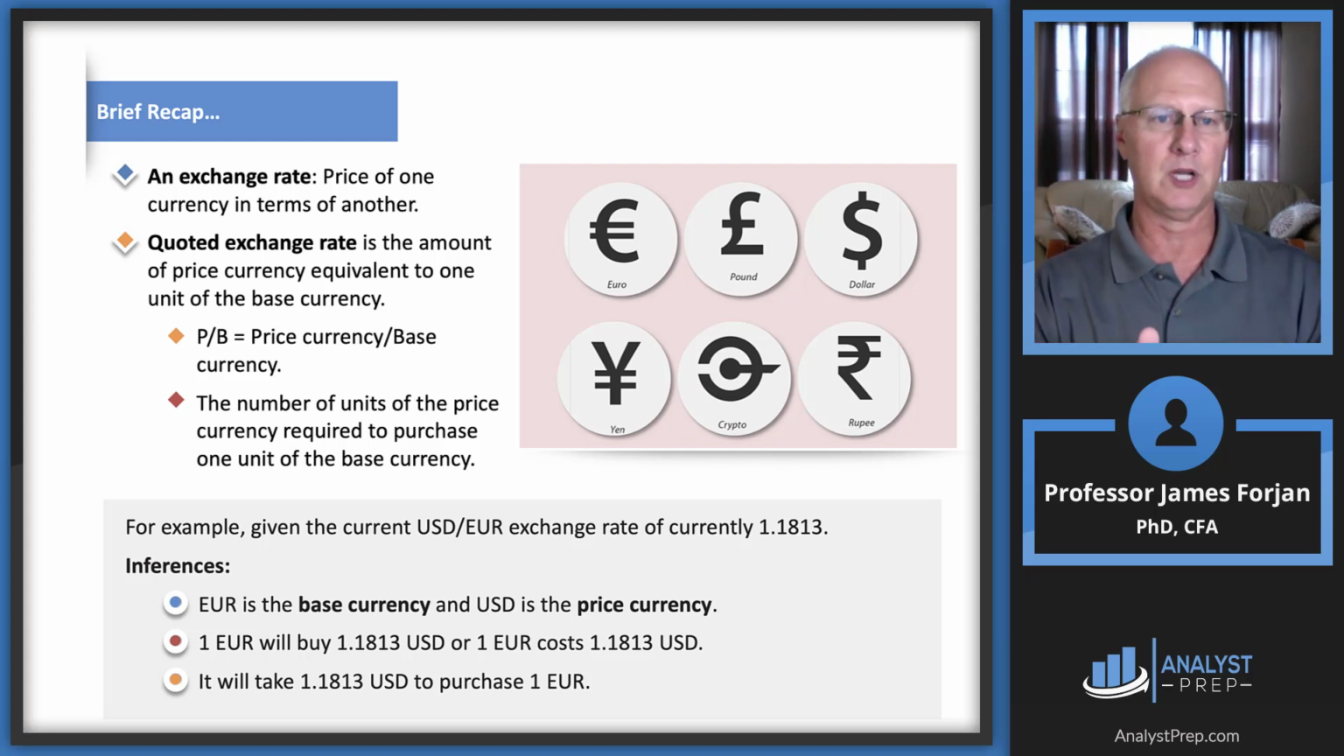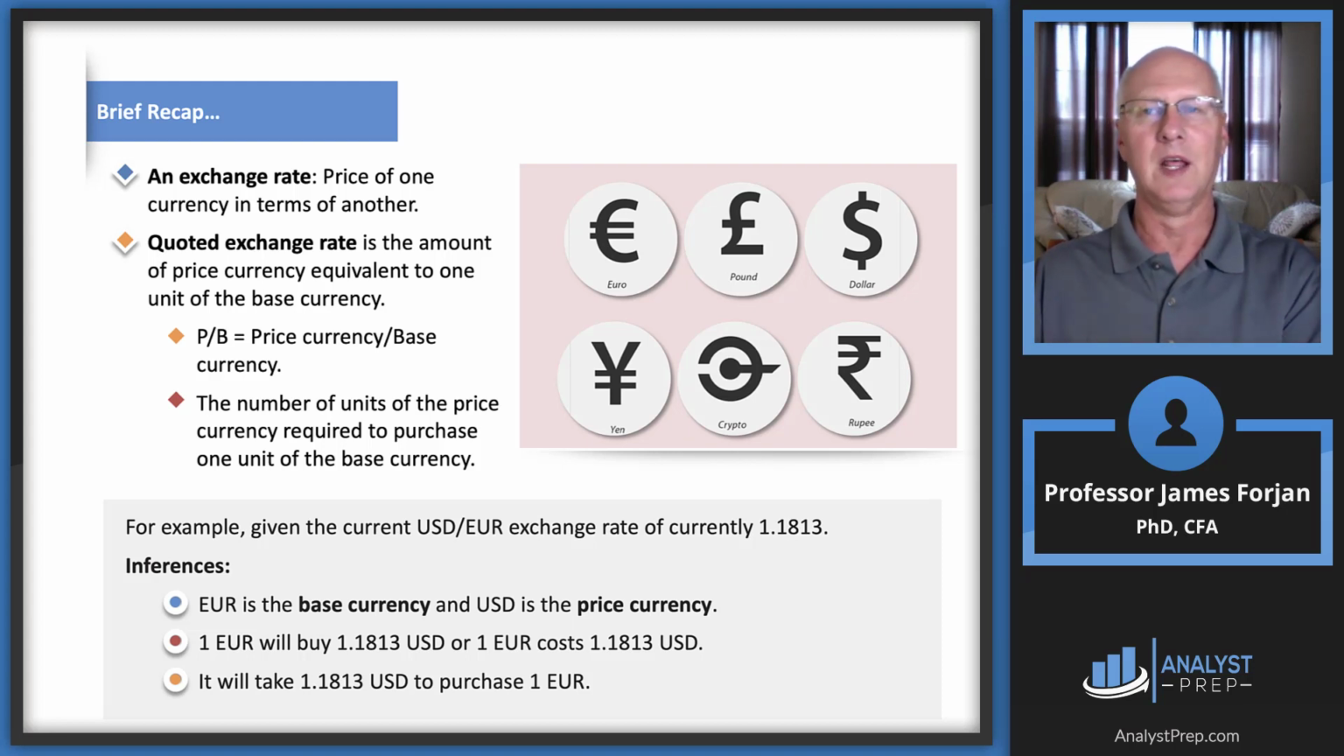So it's important for you to look at that diamond point. Price currency is in the numerator, base currency is in the denominator. Make sure you have and use that convention throughout the exam. So there's just a quick example at the bottom of the page. Suppose that we have a US dollar per euro, and we're given a quote as 1.1813. So the euro is in the denominator, so that's the base currency. U.S. dollar is in the numerator, so that's the price currency.